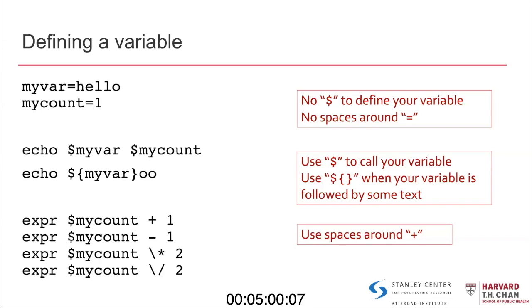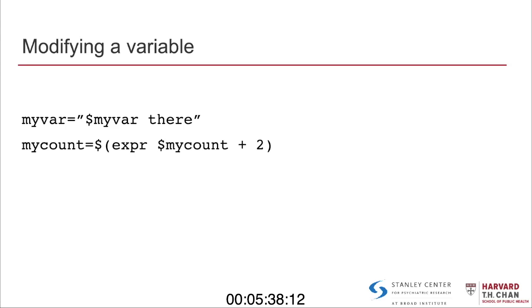So if your variable is a number, for example, myCount, you can do some simple computation on this number using the function expr. So for example, if you want to add 1 to your variable, you just need to type expr $myCount plus 1. You can also subtract numbers, for example, -1, or multiply or divide using \multiply or \divide. So you can also modify a variable.